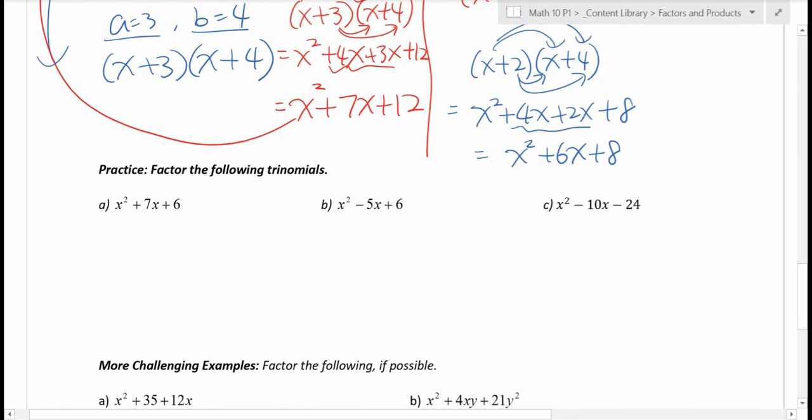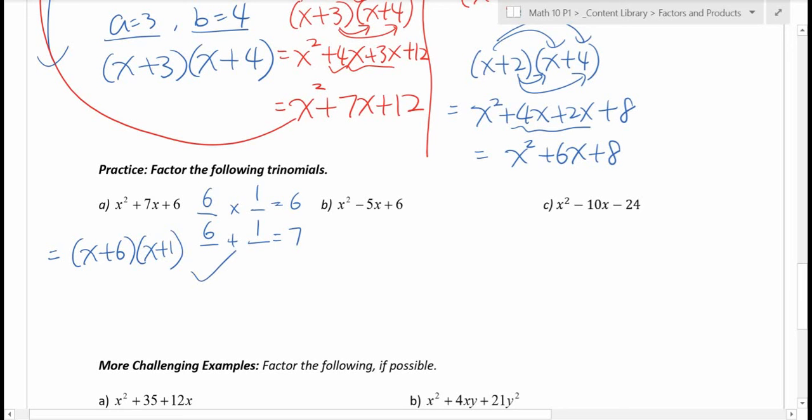Okay, so this one, again, you're looking for 2 numbers multiplied to the last term, and the same 2 numbers add up to the middle term, the coefficient of the middle term. In this case, I think it's clear. It's 6 times 1 and 6 plus 1. So the answer will be x plus 6 times x plus 1. I'm not going to check. I know this is right, okay?